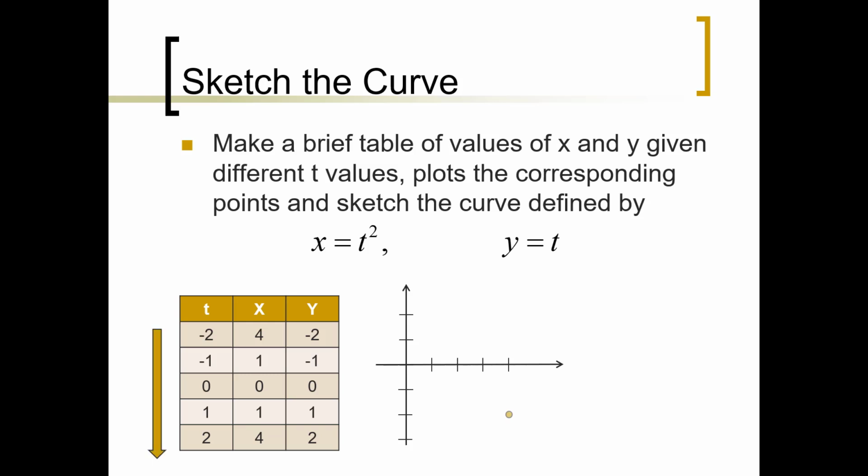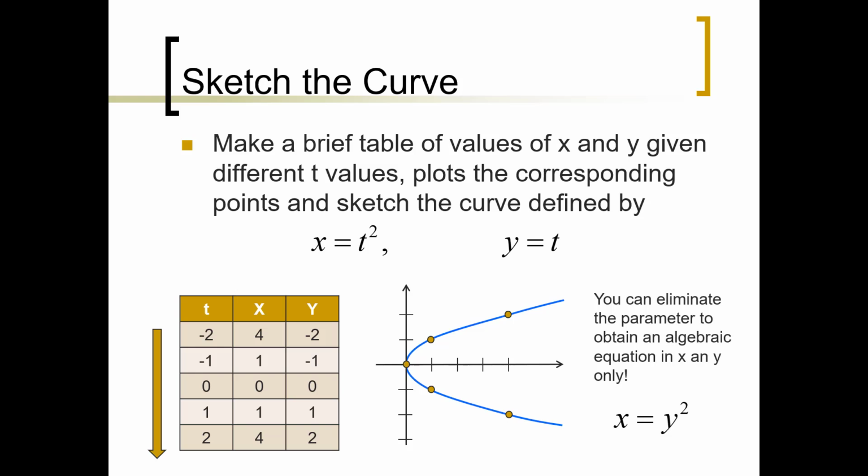Then I could plot those points in increasing order of time. Now I'd like to know what the overall graph is. To do so, I can't just continually plug in more t values to plot points; I have to guess at what the curve is. A common way to do that is to try to eliminate the parameter, to find an equation that relates x and y directly. Clearly, if y is t and x is t squared, then y squared is just x. That's the equation of a parabola opening to the right. Notice that all the points are on this curve.